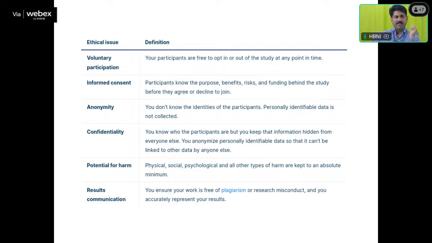Anonymity will not be maintained, that will be questionable in that case. So whenever you are taking that type of social data, the identity of the persons is very much important.